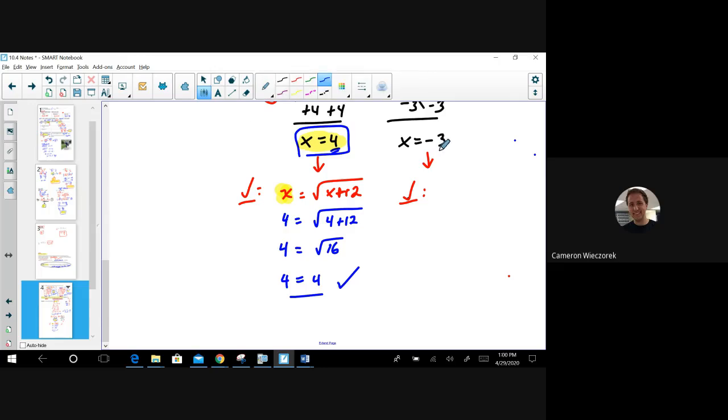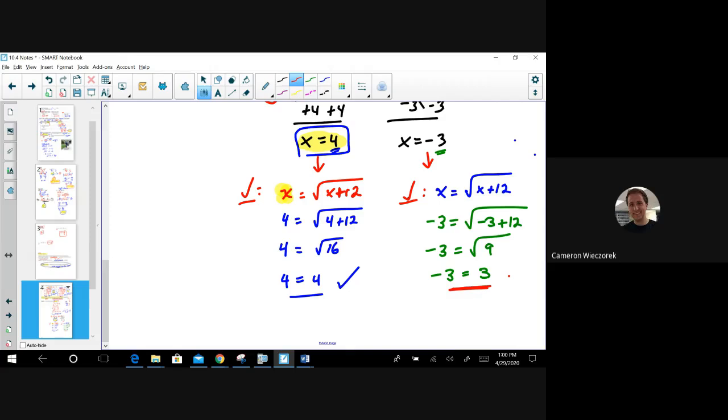But now I also need to check negative 3. So I'm going to test it the same way. I'm testing it into the original equation. And everywhere I see x this time, I'm replacing it with negative 3. Negative 3 equals the square root of negative 3 plus 12, which would be the square root of 9, which is positive 3. But wait a second, this here says that negative 3 equals 3. That's not true. Negative 3 does not equal positive 3. That tells me that this solution right here is extraneous.